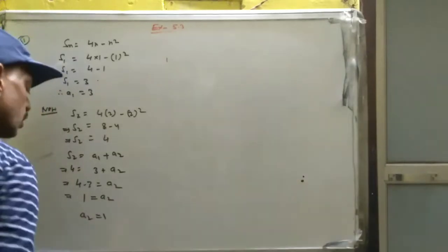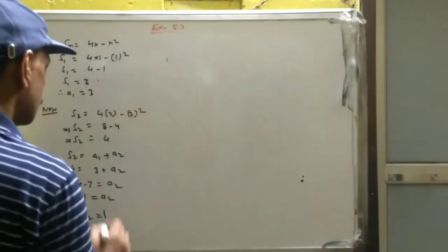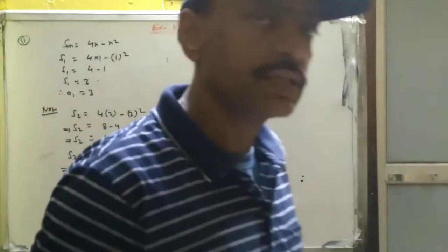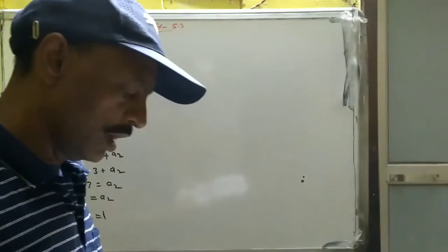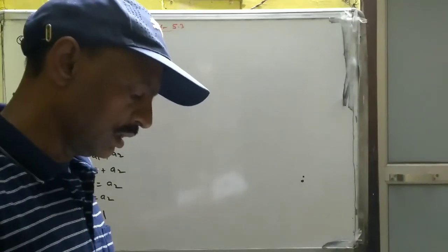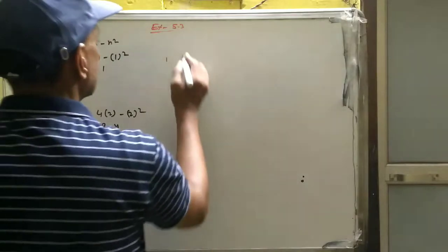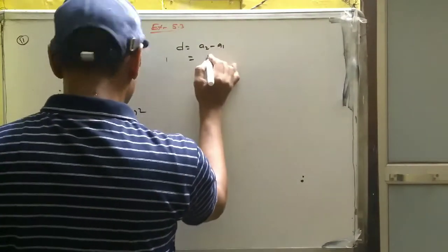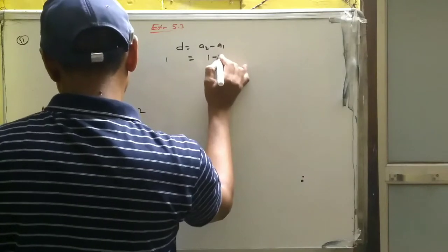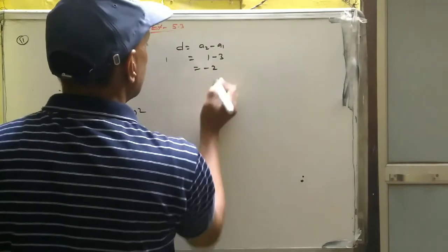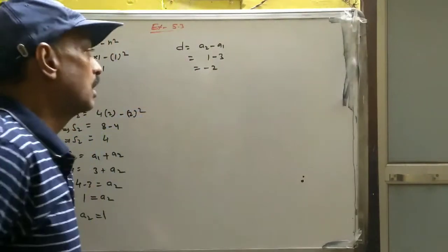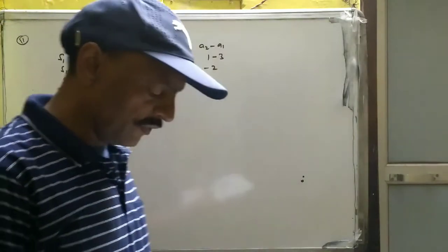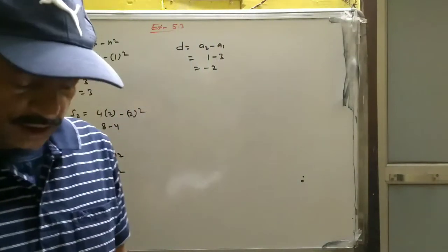So a2 equal to 1. This is the second solution. This is the answer of the second one. And now we can get the value of d. So d equal to a2 minus a1. a2 is 1, a1 is 3. So d equal to minus 2. We get the value of a1, a2 and d.